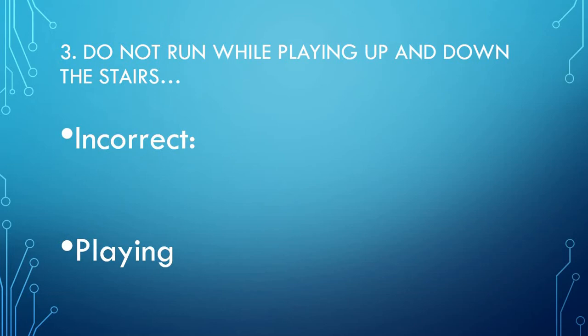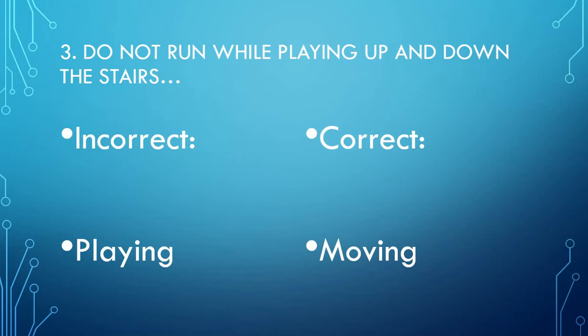Many were confused, many have sent me the messages for this. So now the time is here. Please solve your doubts. Playing is incorrect word, so do not run while dash up and down the stairs. Correct word is moving, moving up and down the stairs. So while you climb up and climb down the stairs, while you move to and fro, you should not run and you should walk easily.